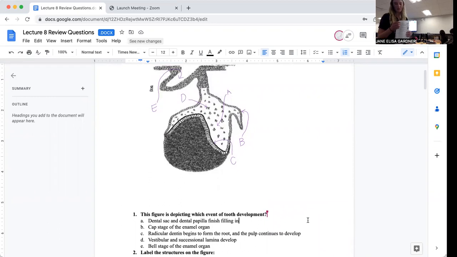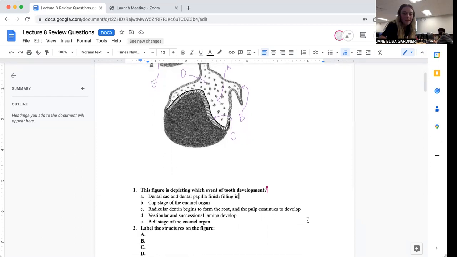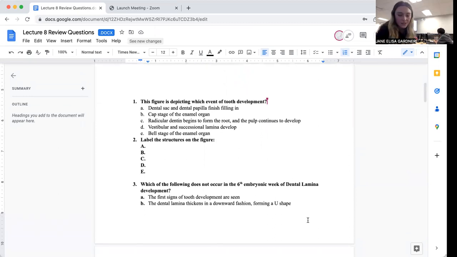The figure is depicting which event of tooth development? So you can see that the successional lamina is there as well as the vestibule. Let's scroll up. So that's how you know. Okay, 3. Which of the following does not occur in the 6th embryonic week of dental lamina development? So this is on the 3rd page of the outline.